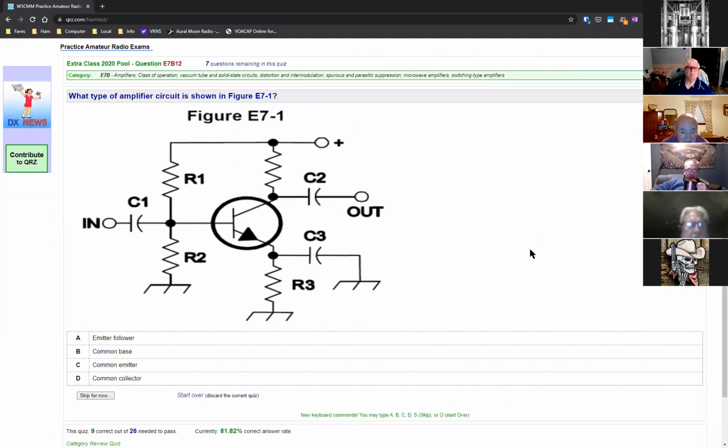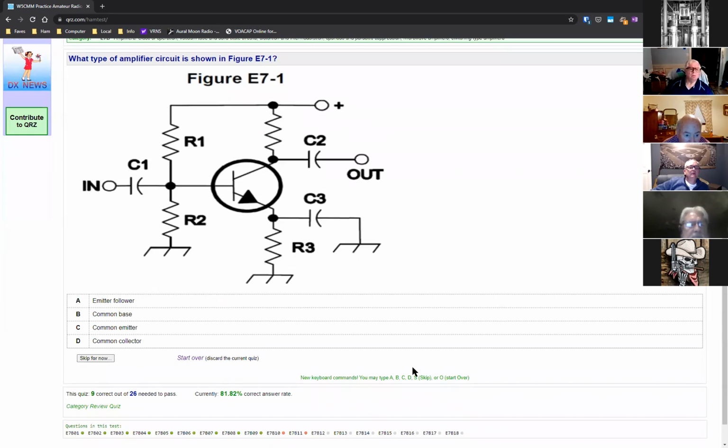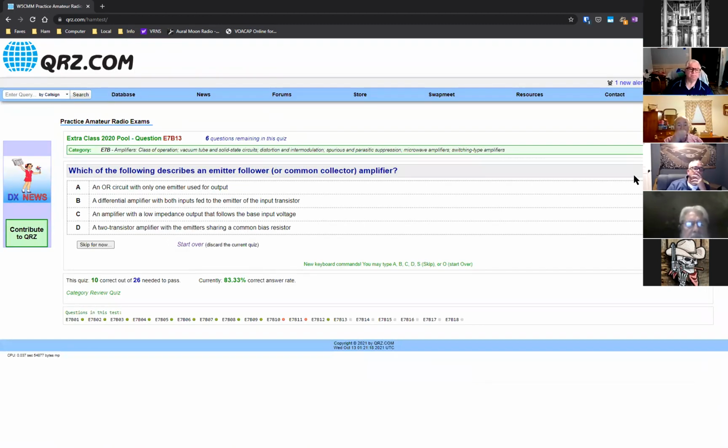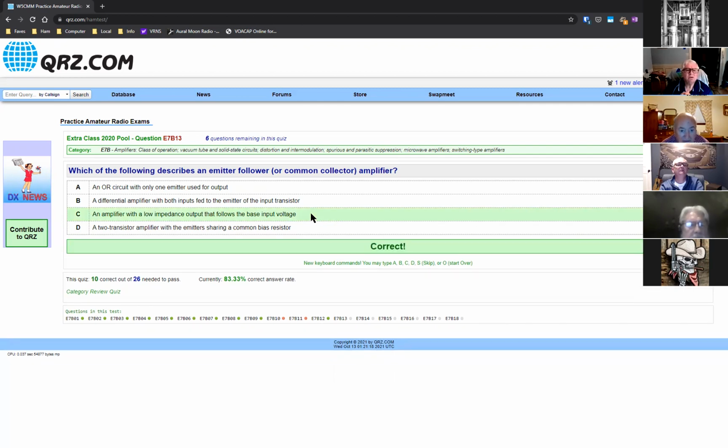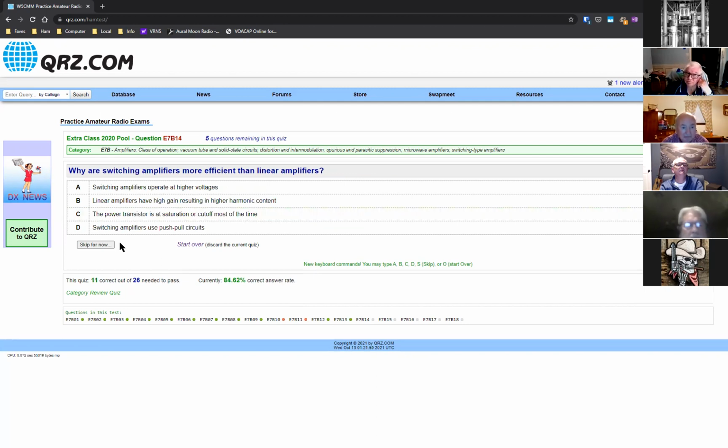What type of amplifier is shown in figure E7.1? Just say, emitter follower. C, common collector. Which of the following describes an emitter follower or common collector amplifier? Okay, elements. Say C. Yeah.